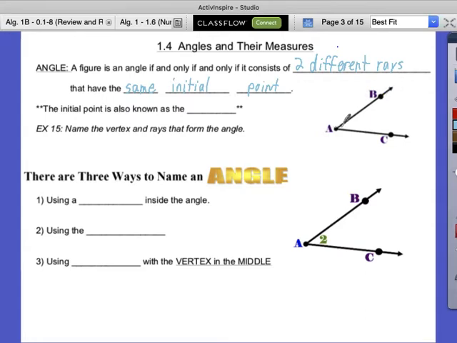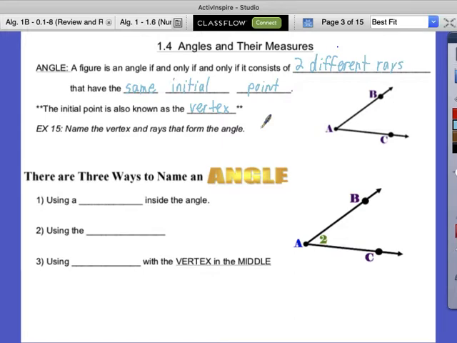Now we have another ray, AC. And these two rays have the same initial point called A. Okay? They start at the same spot, but they go in two different directions. This creates what we call an angle. So this right here is now an angle. This initial point A is also known as the vertex. We'll call it the vertex very often, so get used to that terminology.